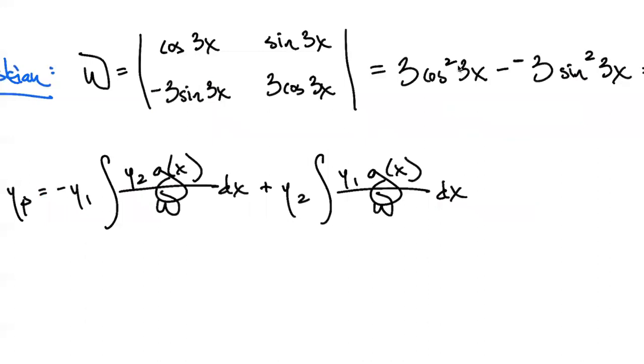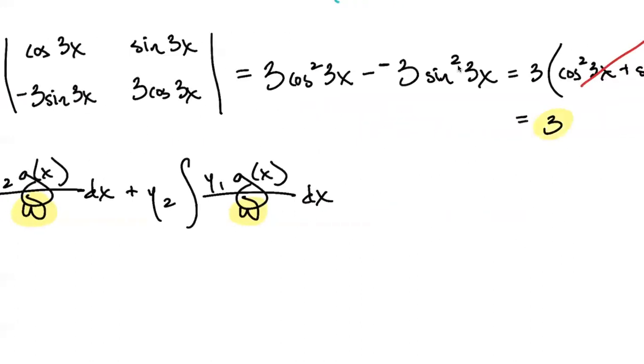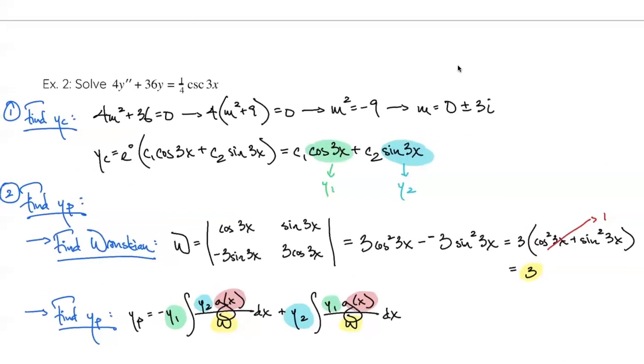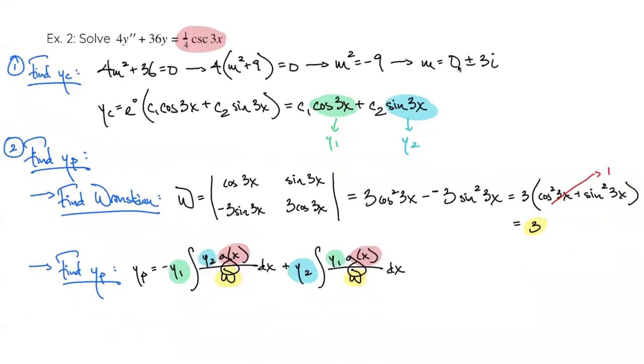And so we know from the last line that the Wronskian over here in the denominator is going to be 3. And we know from above that our y sub 1 is going to be cosine 3x, and our y sub 2 is going to be sine 3x. And our g of x is way back in the original problem, and in this case, it is 1/4 cosecant 3x.